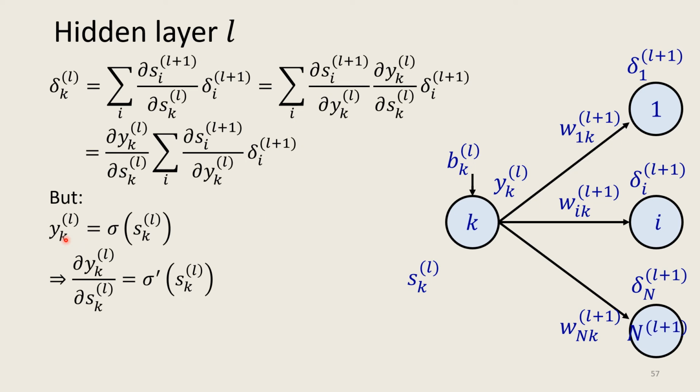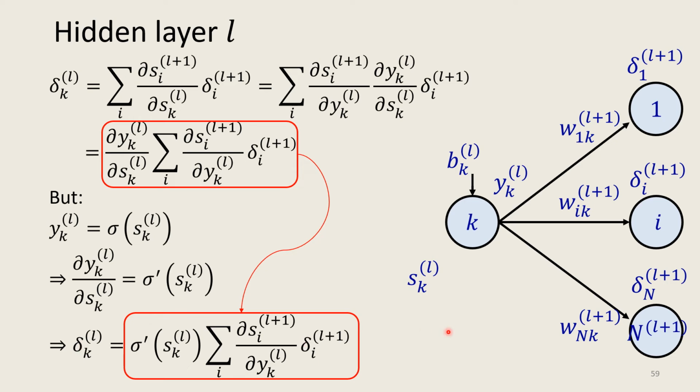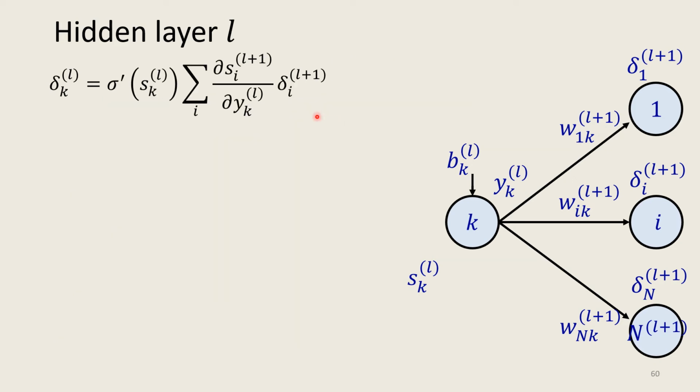Now, yk is sigma of sk, whence its derivative with respect to sk is sigma prime. So we can use this expression here, replacing this partial derivative with sigma prime. We get this expression for delta KL. This is our expression here.